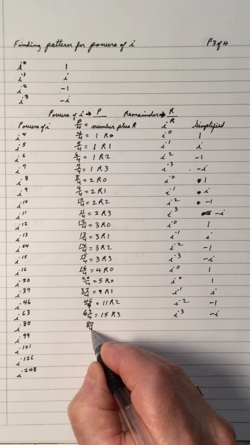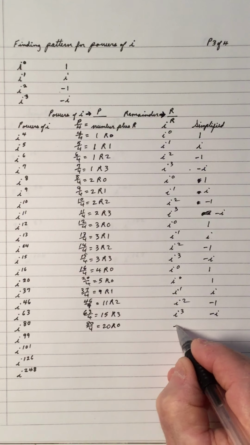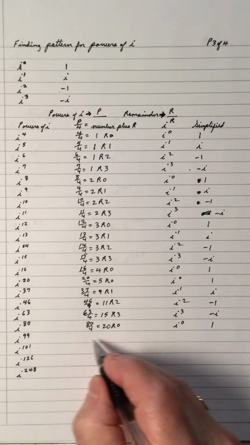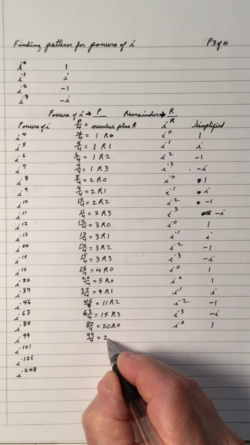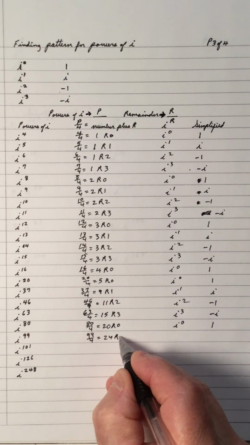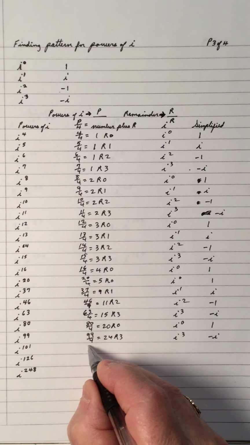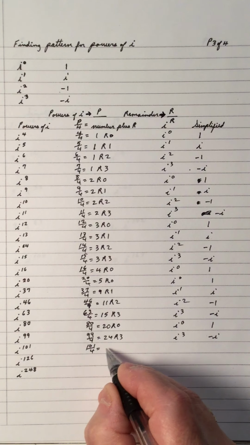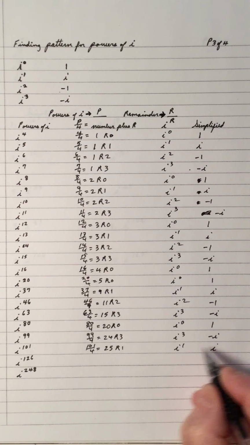80 divided by 4 is 20, with a remainder of 0. i to the 0 is 1. 99 divided by 4 gives me 24, with a remainder of 3. So i cubed is -i. And we have 101 divided by 4. 4 into 101 is 25, and 4 times 25 is 100, so there's 1 left over. So that's i to the 1, or i.